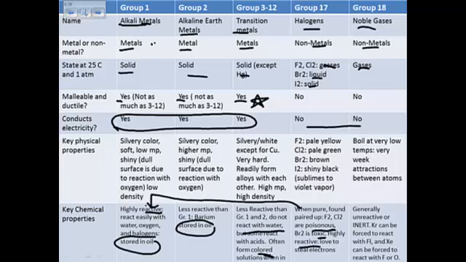Now group 18, these are your noble gases. They're called noble gases because they do not react. They have full valence shells. We call them inert. And that's really what you need to know. So pause it, write these down, write any side notes that I said.